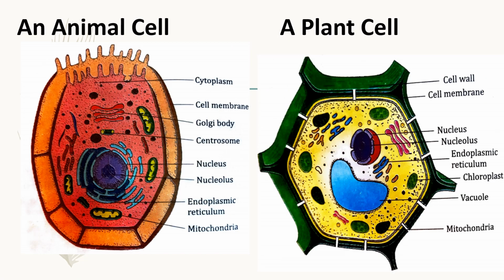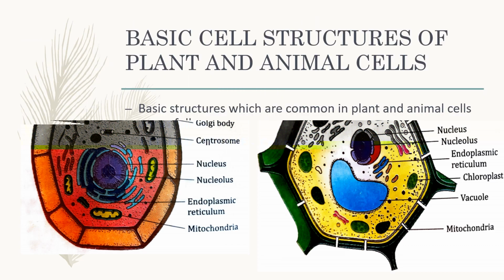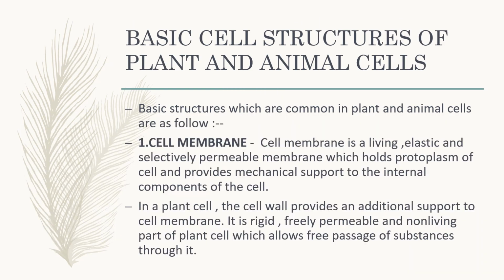Now we will take the animal cell and the plant cell. Here I have shown the diagram of an animal cell and a diagram of a plant cell. And you can see different cell structures which are found in these cells, which I am going to take in the further slide. Now we will take the basic cell structures of plant and animal cells. Basic structures which are common in plant and animal cells are as follows.